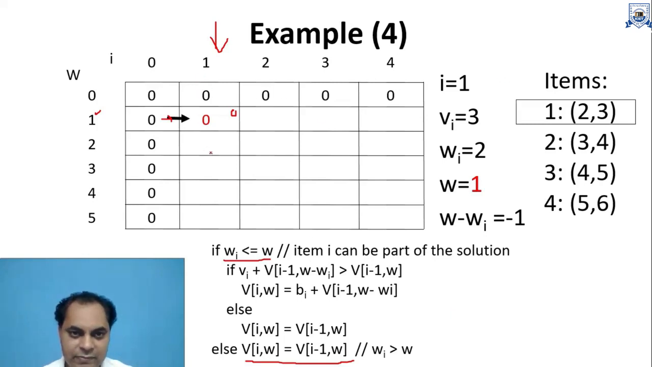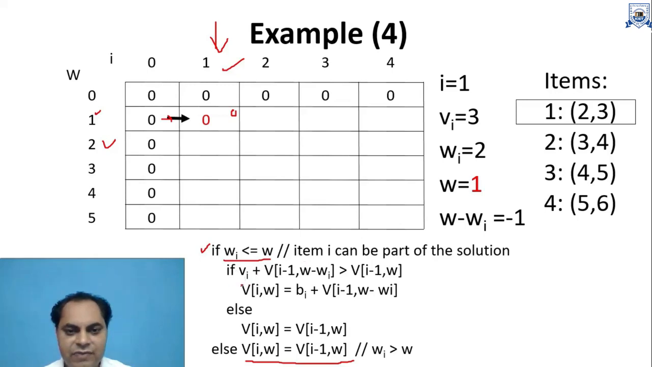Okay, now move forward. Next time the capacity of the knapsack becomes 2 and the item being considered is 1. So this time the current capacity is 2 and the weight of the item is 2. That means you can accommodate that. That means this condition holds true.